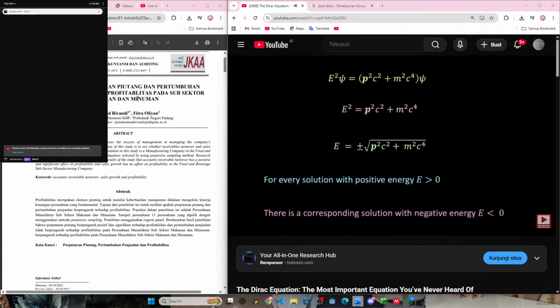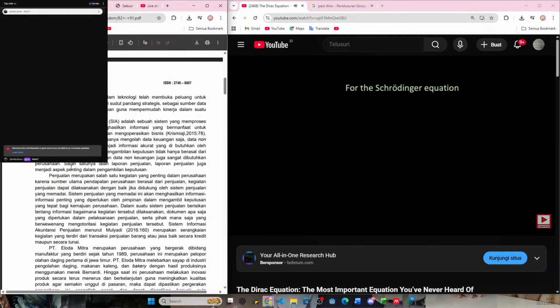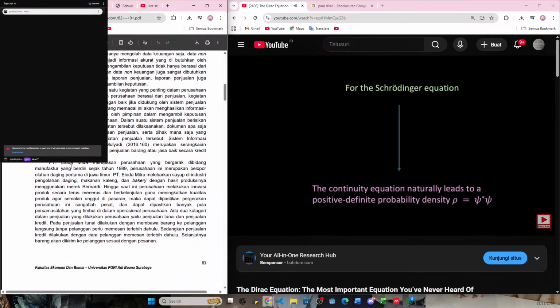If negative energy states were allowed in a single particle interpretation, a particle could decay into lower and lower negative energy states indefinitely, emitting unlimited amounts of energy, something completely at odds with physical observation. However, the difficulties did not stop there. Further complications arise when it comes to the interpretation of probability. For the Schrödinger equation, the continuity equation naturally leads to a positive definite probability density, ensuring that probability is always positive and meaningful. However, this is no longer the case with the Klein-Gordon equation.